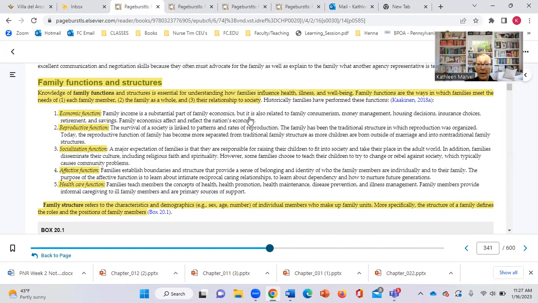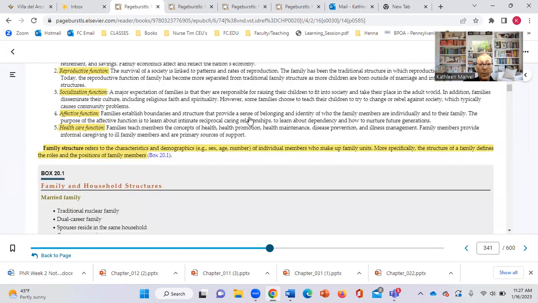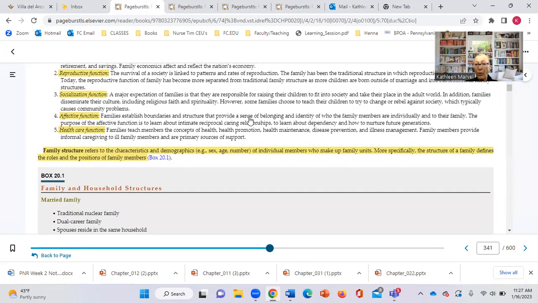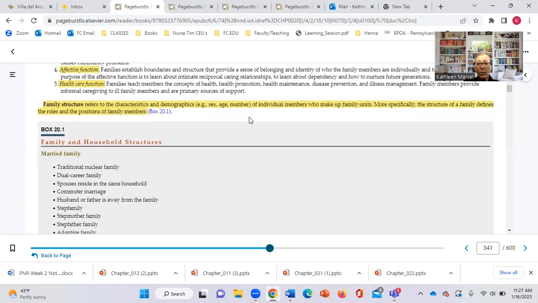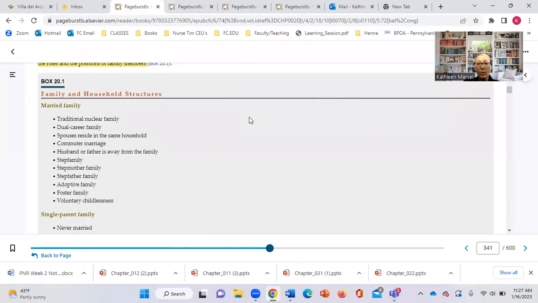Okay, and then family structure refers to the characteristics of the family. Who makes up the family? So what is your role in the family? For example, are you the mother? Are you the father? Are you the son? Are you the daughter? And then here in box 20.1, they give some examples of different kinds of family and household structures.